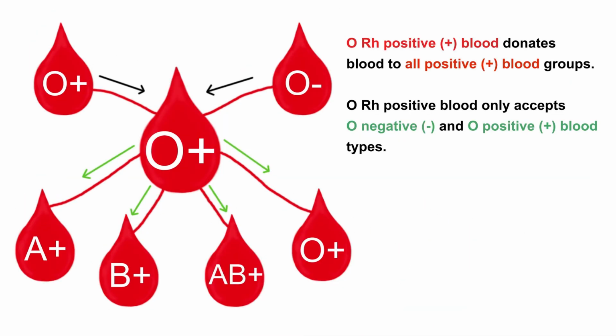O Rh positive blood only accepts O negative and O positive blood. O Rh positive blood donates blood to all positive blood groups.